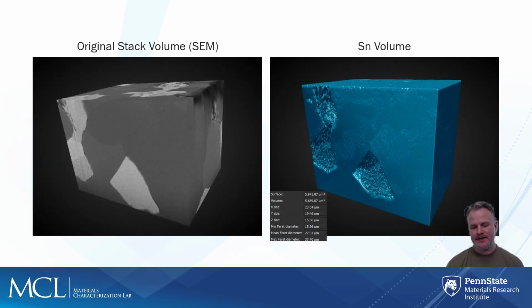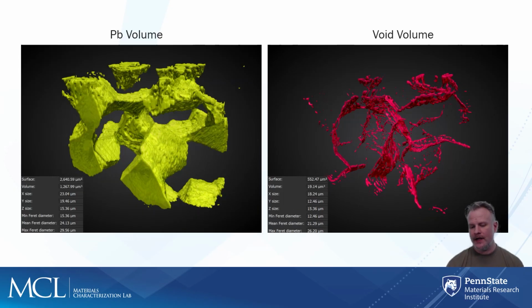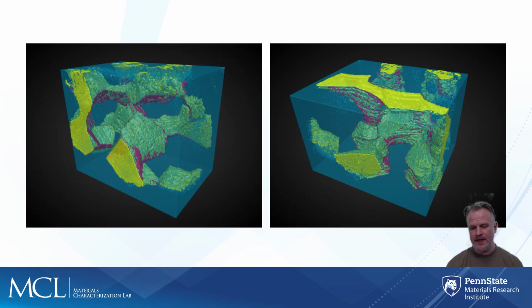Those 500 slices give me an original grayscale volume. They give me my tin volume, the lead volume, and the void volume as well. That's the space between the tin and the lead itself. You can pull a lot of analytics out here: surface area, total volume, and diameters and things of that nature. Putting that all together and then adjusting transparency for the tin itself allows you to get a better visual handle on how these voids are evolving and progressing through the lead matrix.